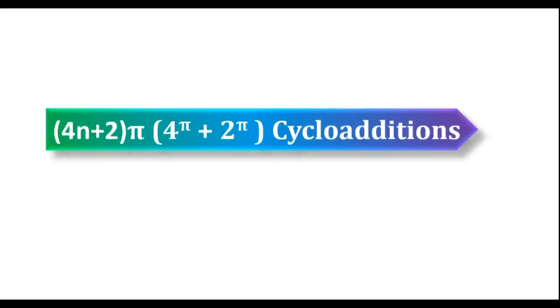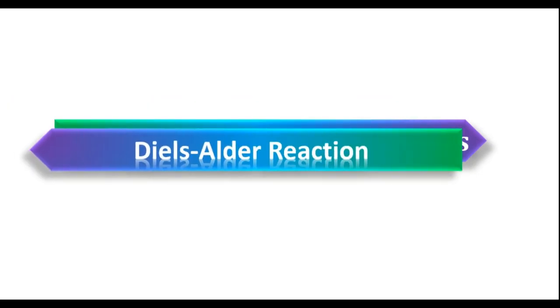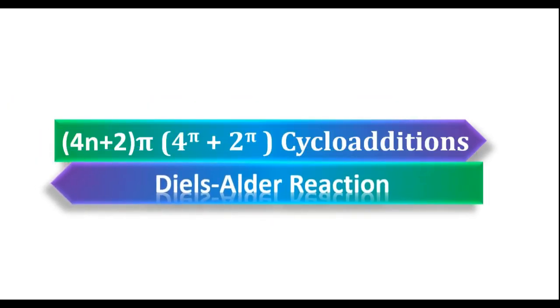In this video we are going to discuss 4n plus 2 pi cycloaddition reactions, and the best example is the Diels-Alder reaction. So this video is about frontier molecular orbital theory.